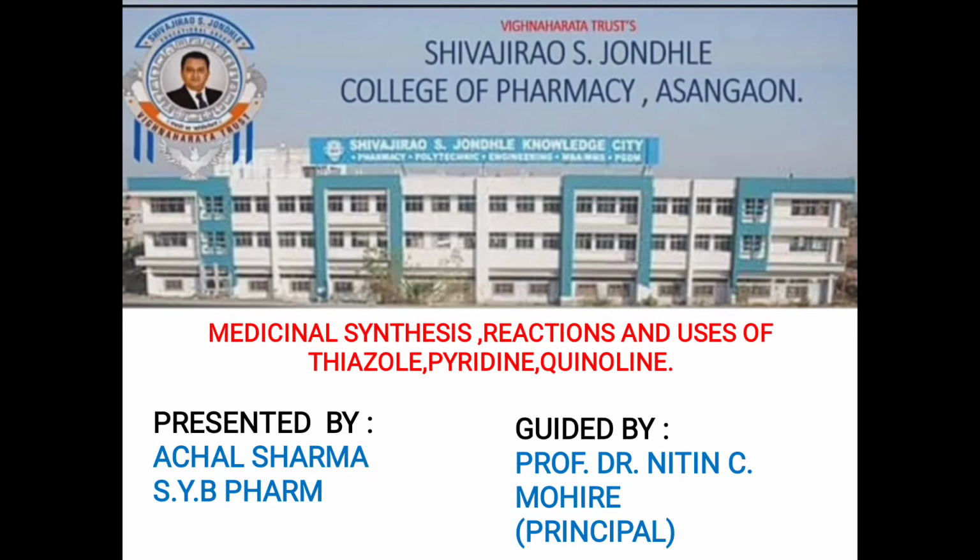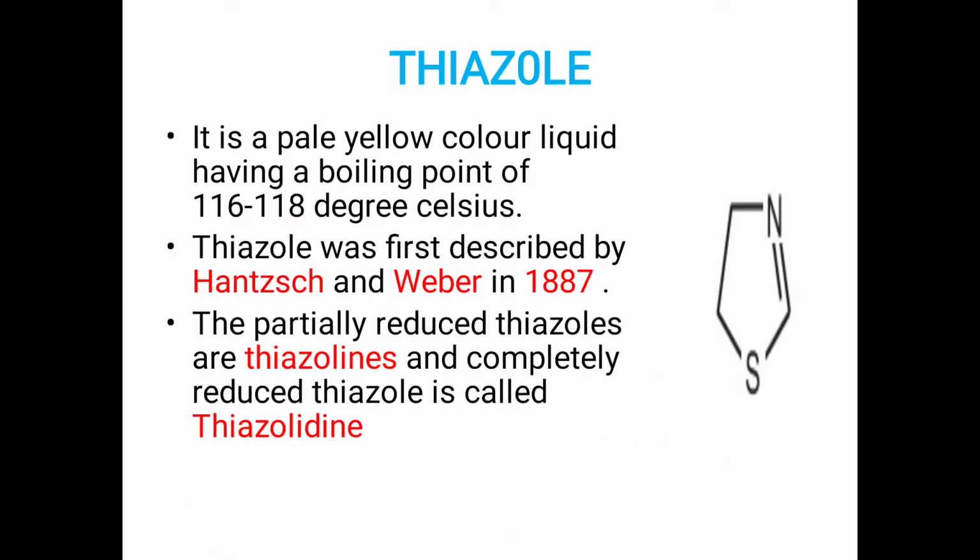Today I'm going to represent medicinal synthesis reactions and the uses of thiazole, pyridine and quinoline. So here we will proceed with the thiazole. It is a pale yellow colored liquid having a boiling point of 116 to 118 degrees Celsius. Thiazole was first described by Hantzsch and Weber in 1887. The partially reduced thiazoles are thiazolines and completely reduced thiazole is called thiazolidine. So here is the structure of a thiazole.